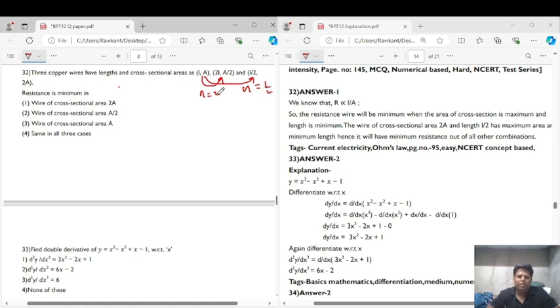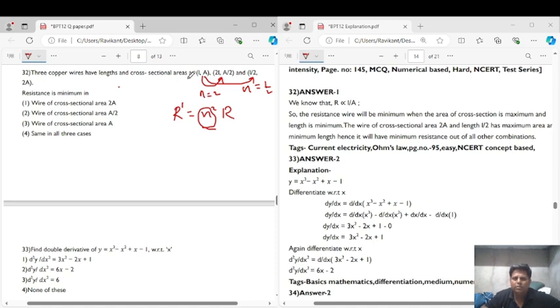Why factor? Because if you remember the formula, the new resistance R dash is equal to N square of R. This is the case when a wire is being stretched to a new length, then the resistance changes by this factor. That is, the new resistance will be N square times R, where N is the factor by which the length is changed. So if the initial length is L and the final length is 2L in the second case, it means the length is made double. So the new resistance will be 4R.